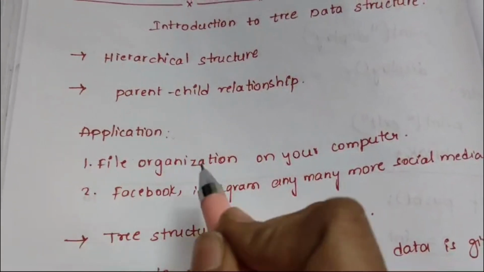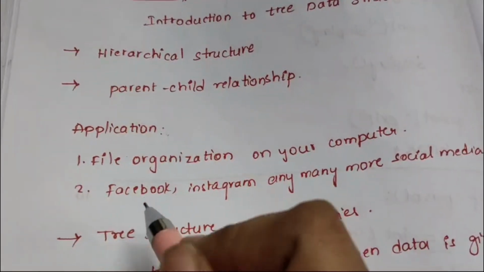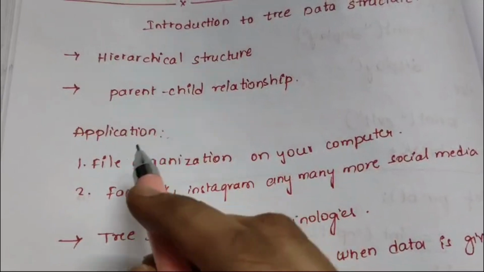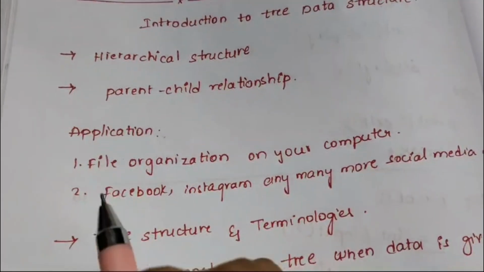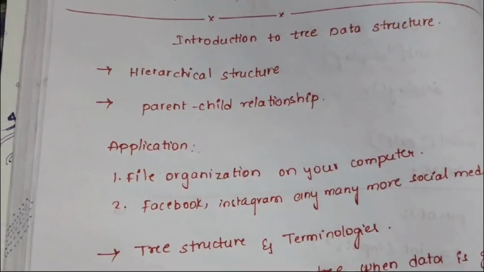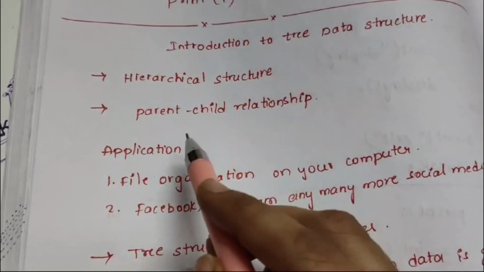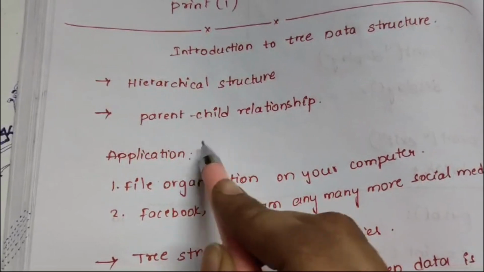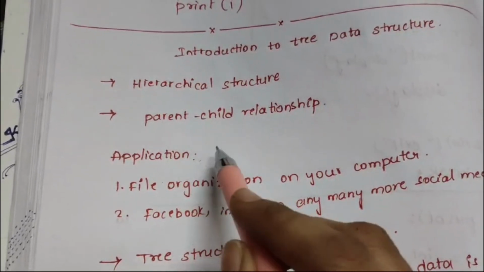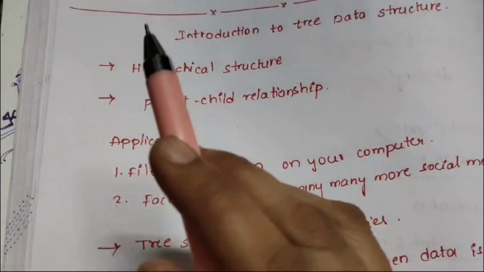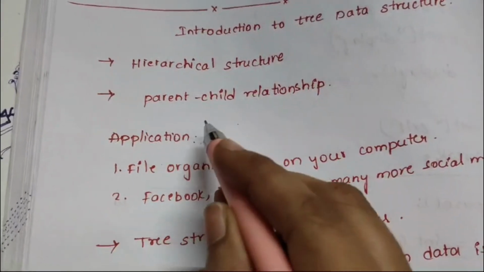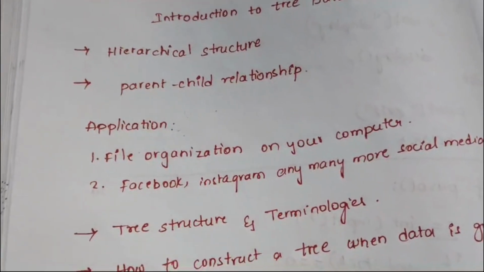How do we organize them and represent them? We can represent them in a tree structure. So let's see, if you consider a computer, in that drives you will be having what? Folders. In folders you will be having files. So in a tree structure, means in a hierarchical structure, we are arranging those.